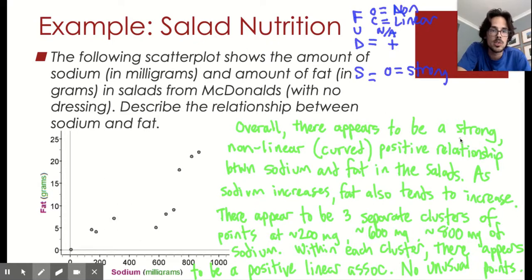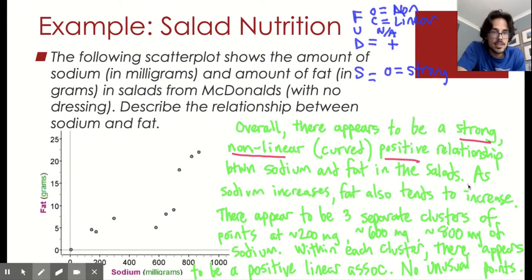So I talked about strength right there. I talked about the overall form right here. You could say nonlinear or you could say curved, and either would be acceptable. Talked about direction. And then I added in a little bit of context here.